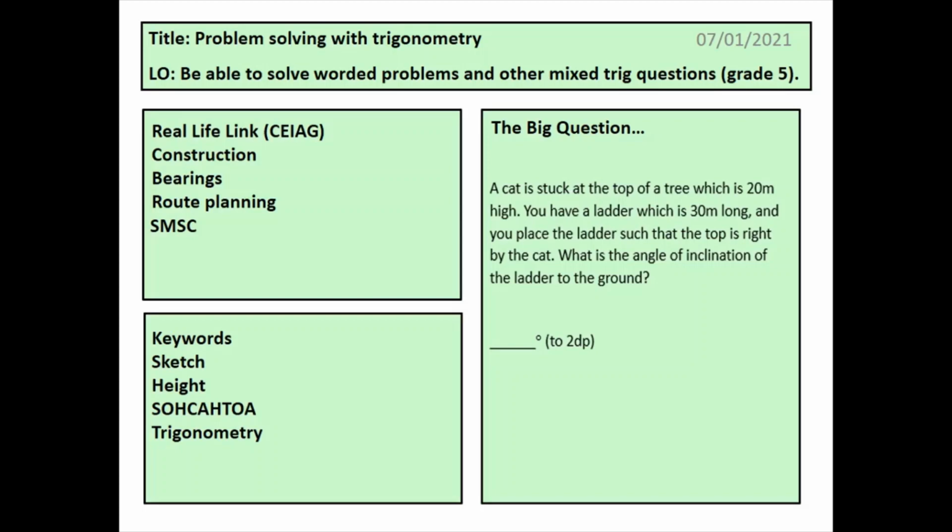This is lesson 3 on trigonometry. This is a lesson aimed at problem solving. So the lesson objective today is to be able to solve worded problems and other mixed trigonometry questions. For example, you may have to do trigonometry twice, using your answer from the first section to help you with the second part, and so on.